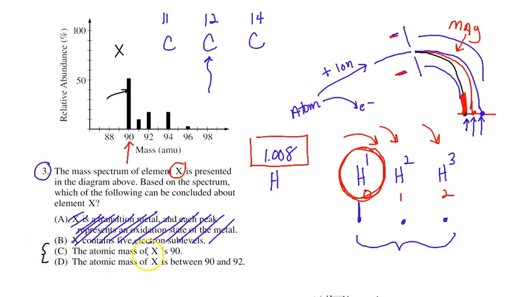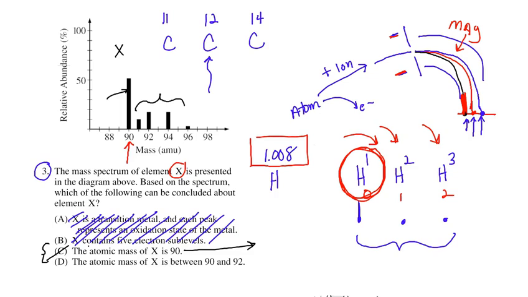Just like for hydrogen, it's closer to 1 than the others, but this still doesn't help us for the question. Well, it kind of does, because they said the atomic mass is 90. It can't be 90 because we have other isotopes that are heavier. So it has to be heavier than 90. So that's why we can get rid of C, and D is the answer. It's not going to be 90.